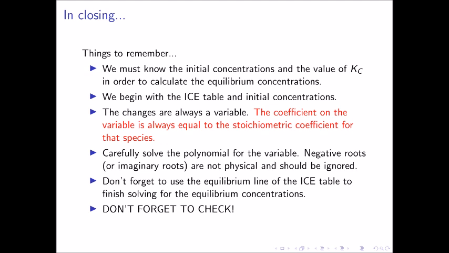4. We carefully solve the polynomial for the variable. Negative roots or imaginary roots are not physical and should be ignored. 5. Don't forget to use the equilibrium line of the ICE table to finish solving for the equilibrium concentrations. And lastly, always check to make sure that your equilibrium values return your Kc or Kp value.